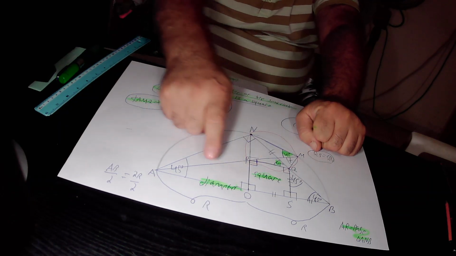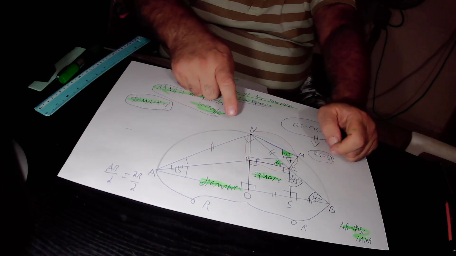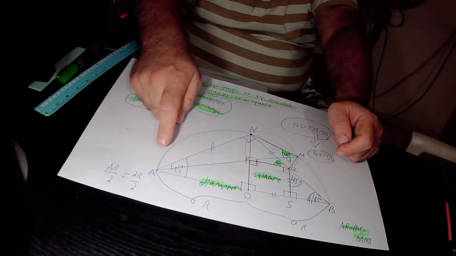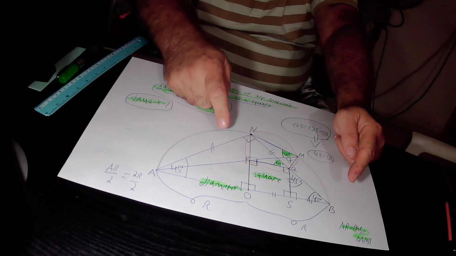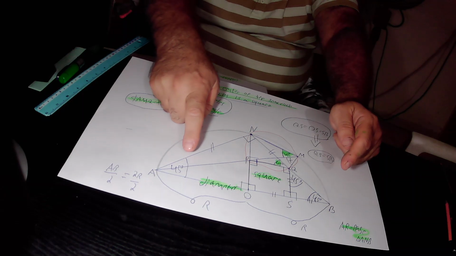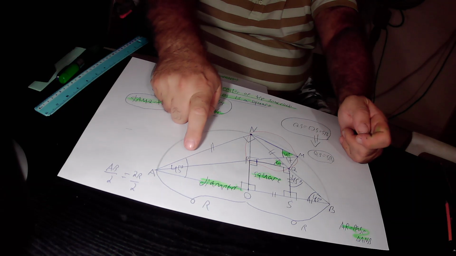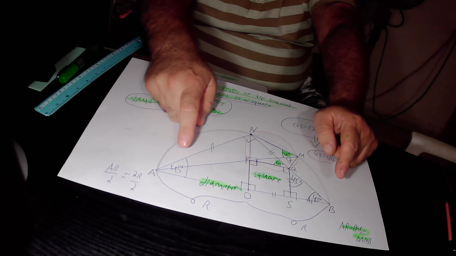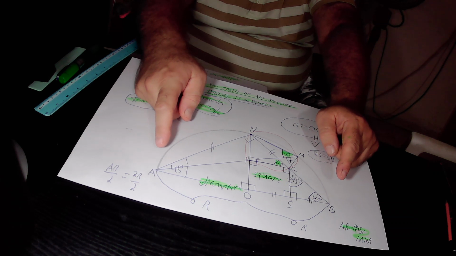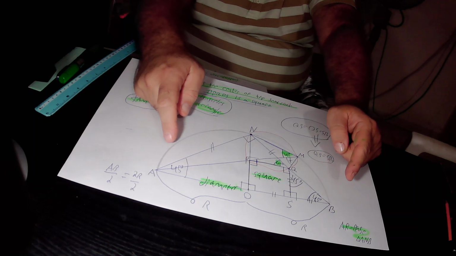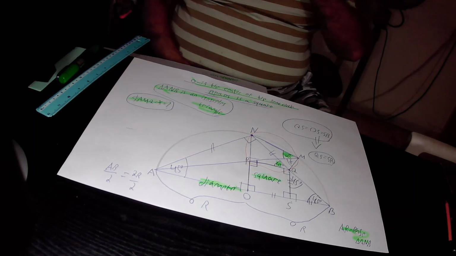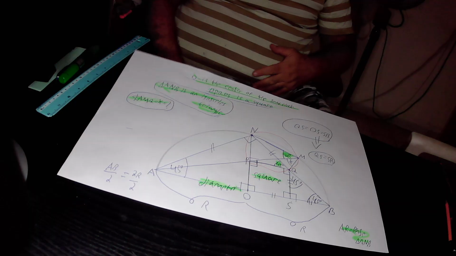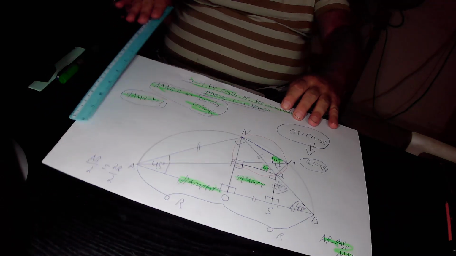AB is the base of the isosceles triangle, triangle ANB. Again, side AB is the base of the isosceles triangle ANB. But AB is also the diameter of this semicircle. So AB is simultaneously the base of the isosceles triangle ANB, and AB is also the diameter of this semicircle. So here, you can implement rule 24.